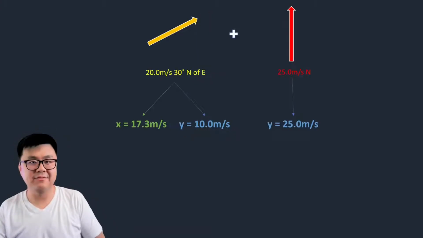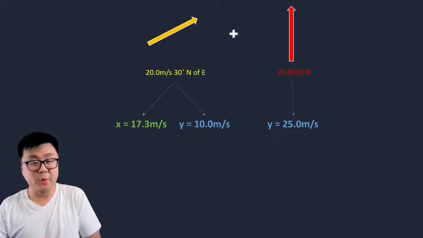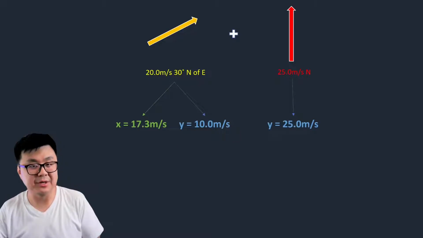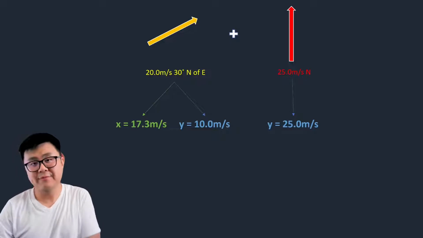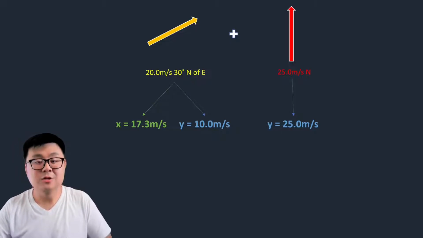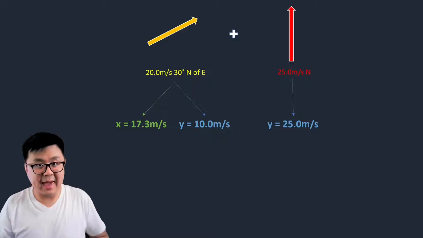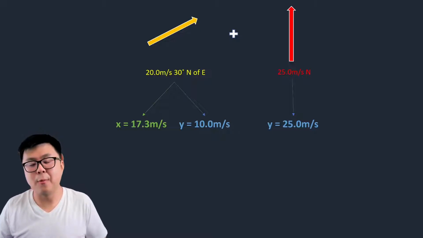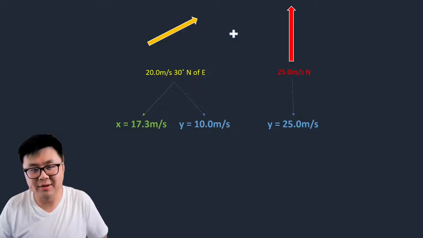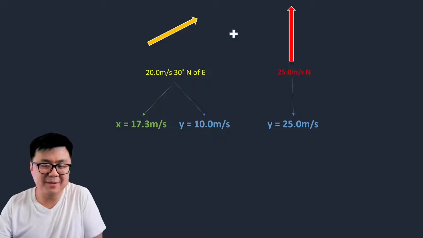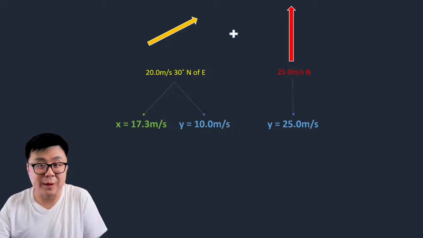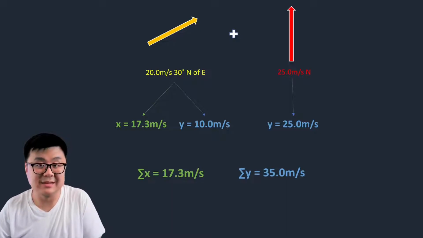Let's see what we have now. For the yellow vector, we've broken it down into its x and y components of 17.3 and 10 meters per second respectively. For the red vector, we know it's only the y component of 25 meters per second. So now we can add up all the x components and add up all the y components for a total overall x and overall y component. For the x, there's nothing to add because we only have the yellow vector that has an x. The red one doesn't even have an x, so our overall x vector will just be 17.3.